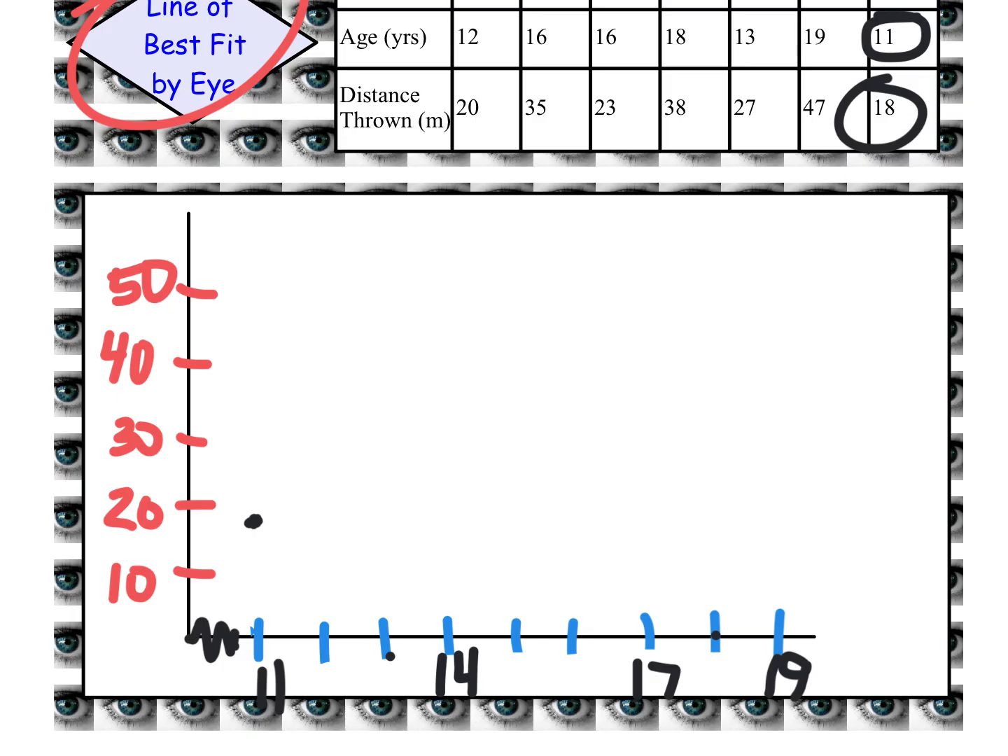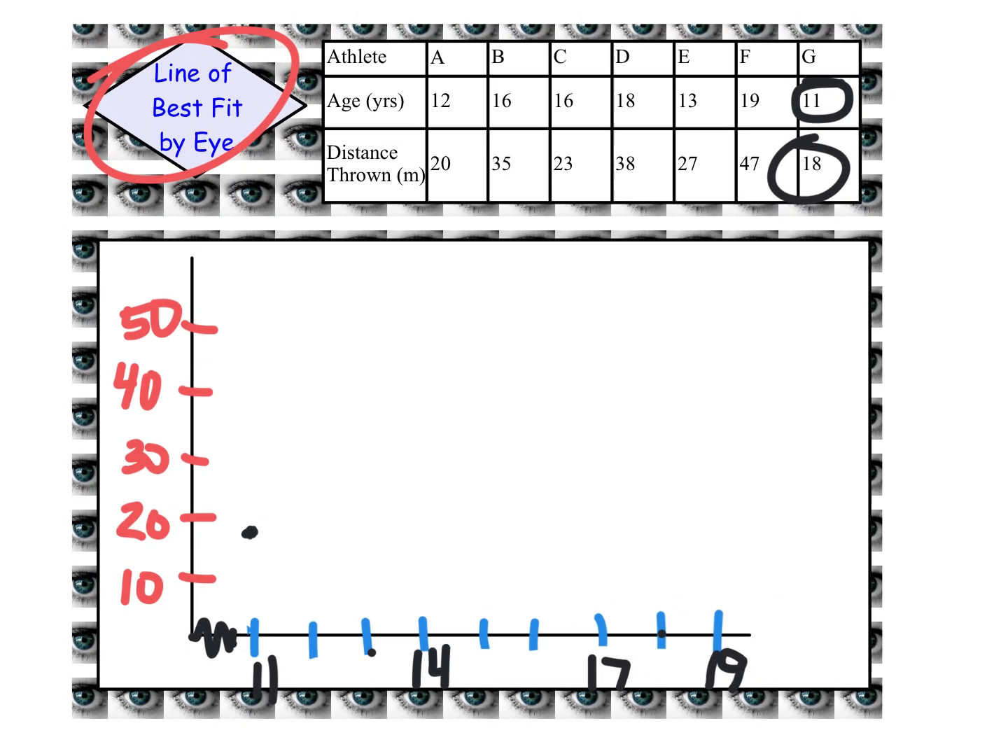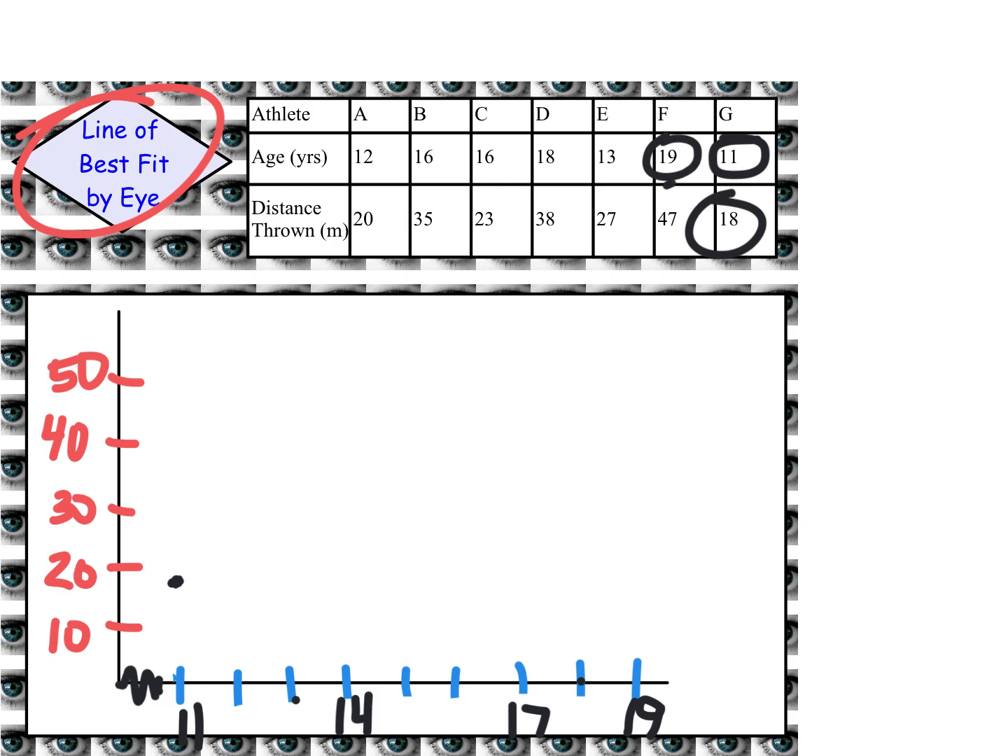11 goes with a little less than 20. Sophia, you still with me? Good. You graphing these dots? 11 goes with 20. The next one is, and you can do these in any order you want, but I'm doing the 19 goes with 47. That's the other end. 19-year-old, 47. That's just a little less than 50. I think it's about there. 13 and 27. Do them all.